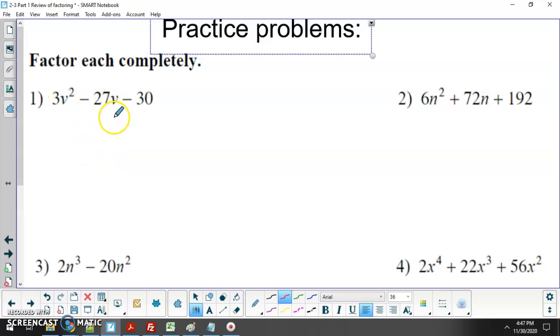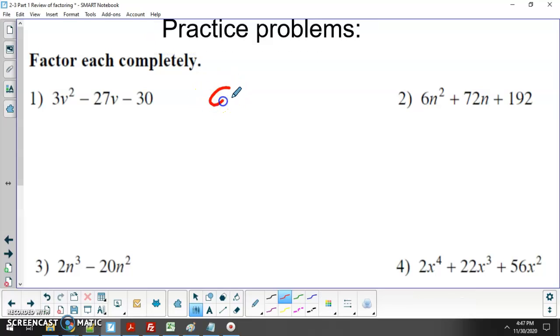Factor this one correctly. All right, so once again, GCF. Look for the GCF if there is one. Let's try factors of 3. Look, 3 divides 30, 3 divides 27, and 3 divides this number. So I'm going to put 3 here. I'm going to have v squared minus 27 divided by 3 is 9. 30 divided by 3 is 10. So I have minus 10 here.